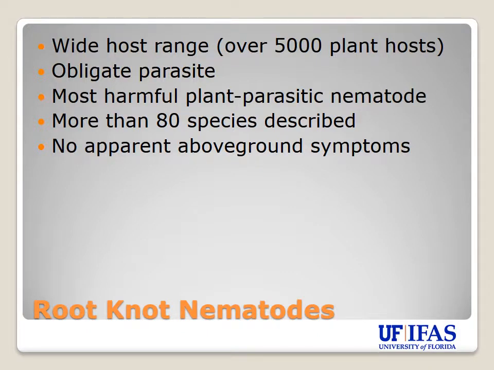Root knot nematodes have a huge host range. There's over 5,000 different plant species that are suitable hosts for root knot nematodes. It's an obligate parasite, which means it's always a parasite, always feeds on living plants. It is considered the most harmful plant parasitic nematode. There's more than 80 different specific species of root knot nematodes that have been described. And sometimes when they begin to infect plants and start damaging the roots, at first there's no apparent above ground symptoms, but eventually once the problem becomes more advanced, the plants will all of a sudden overnight start to show symptoms and die.